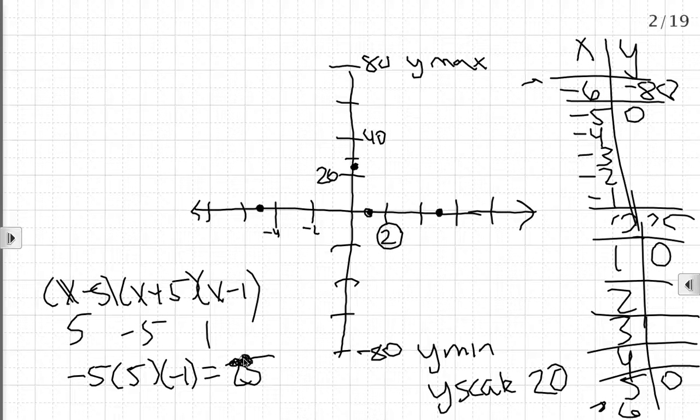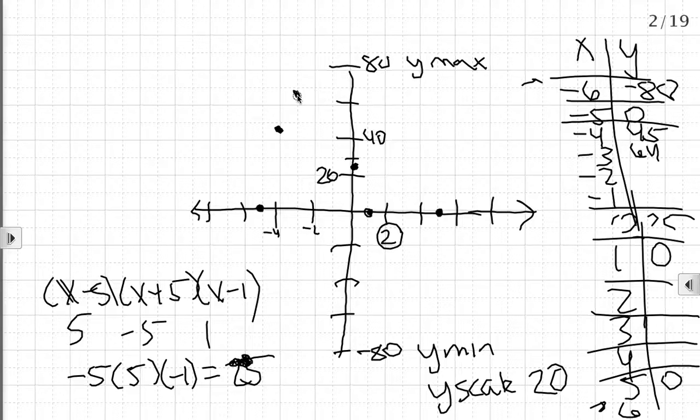Let's figure out what negative 4 is. So negative 4 minus 5, negative 4 plus 5, and negative 4 minus 1. That equals positive 45. So negative 4 at 45, we're talking right about there. Next one, negative 3 minus 5, negative 3 plus 5, and negative 3 minus 1. The product of that is 64. So that's going to be approximately here.